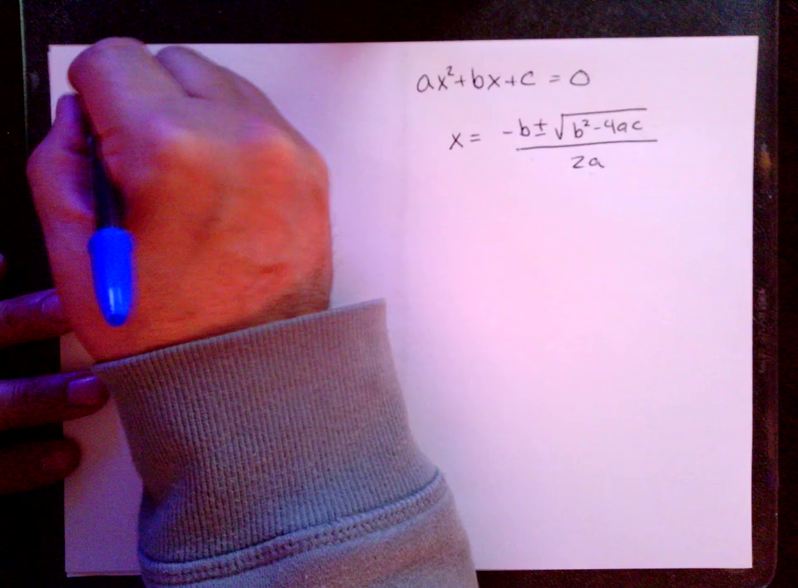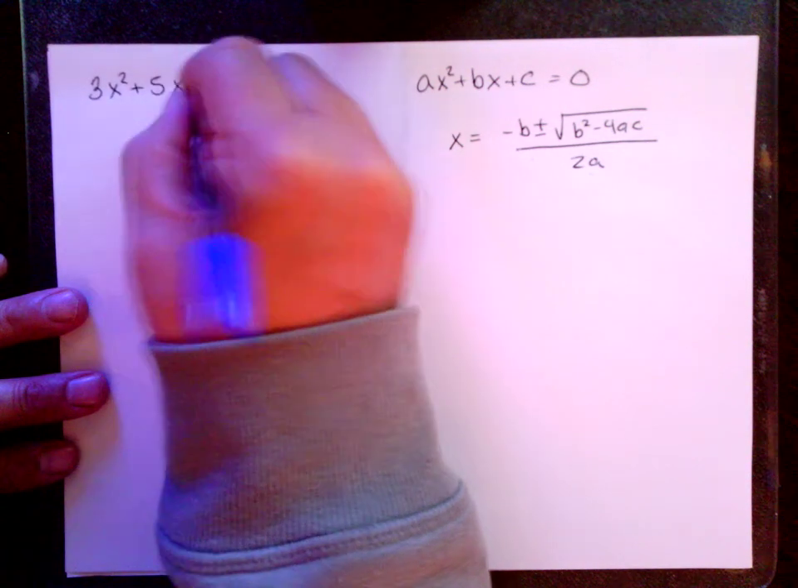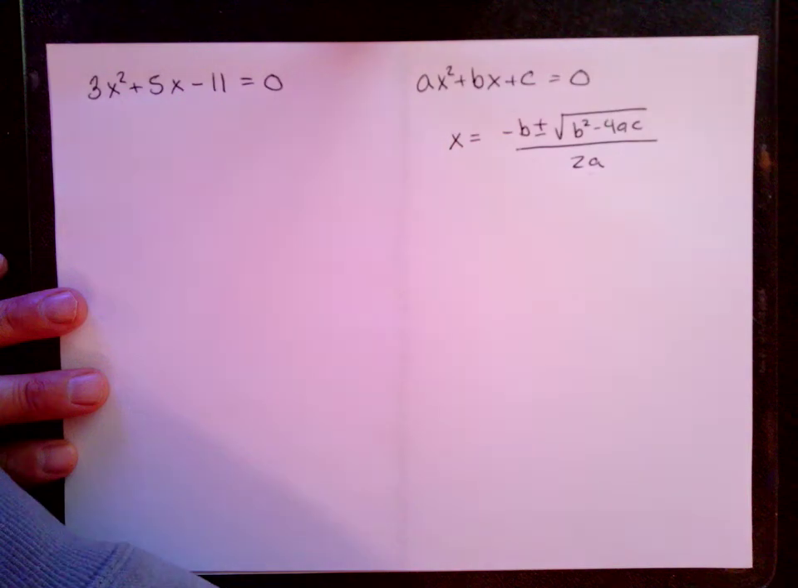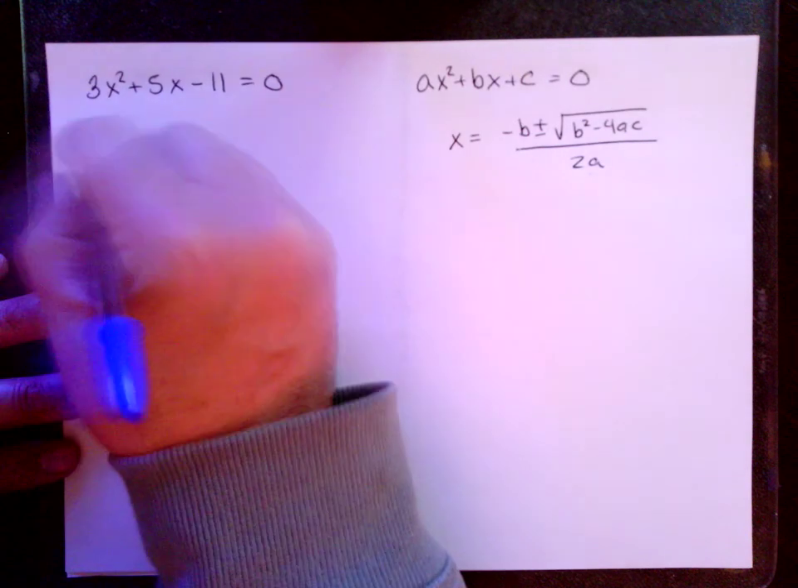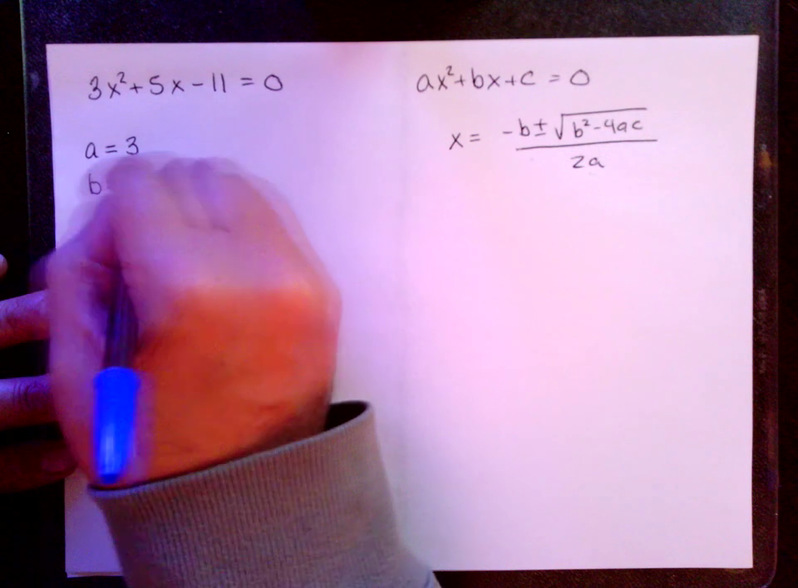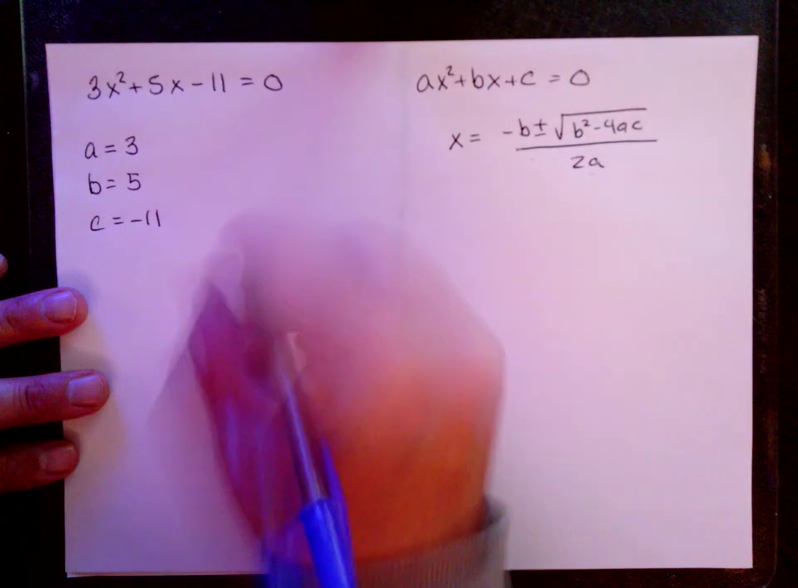Let's use it on 3x squared plus 5x minus 11 equals 0. Clearly it's a second degree polynomial equation, so we're using the quadratic formula to solve a quadratic equation. I'm going to be very careful about plugging values into this formula, and I'm going to actually list each of the coefficients explicitly over here, and then I'm going to be very careful about plugging them in.